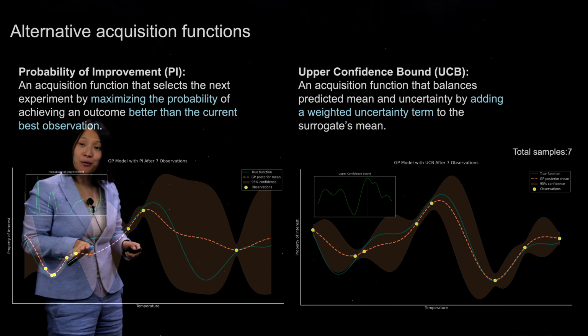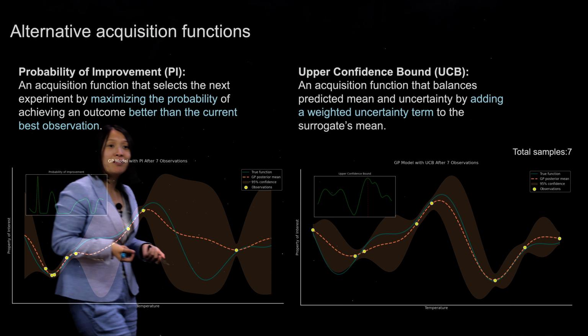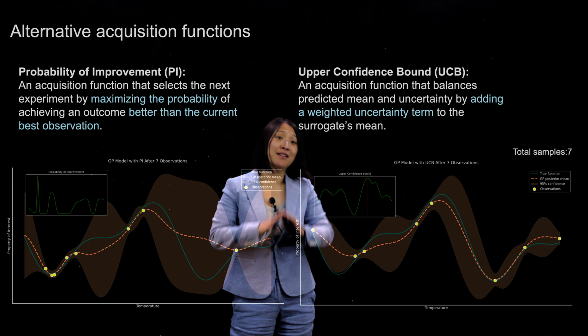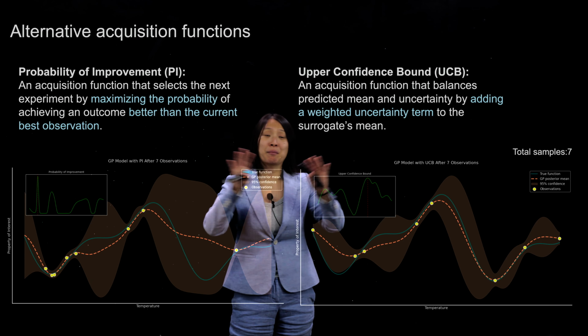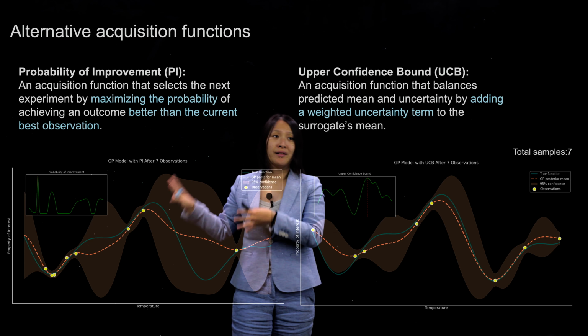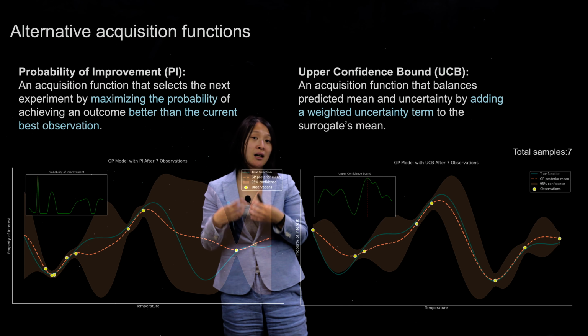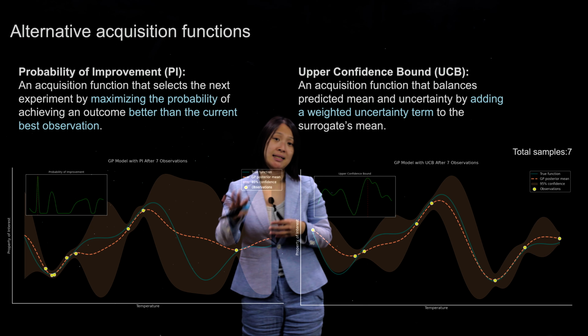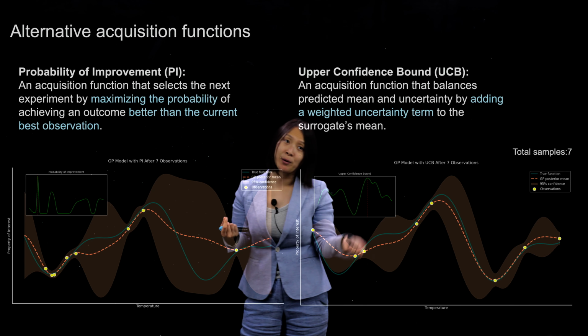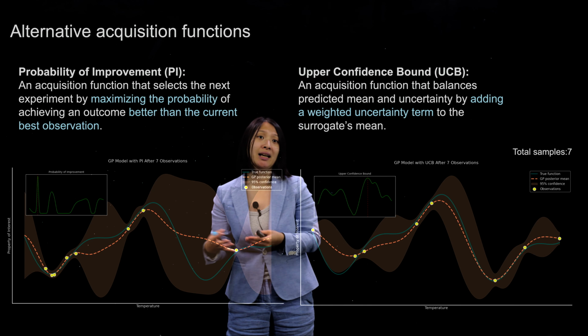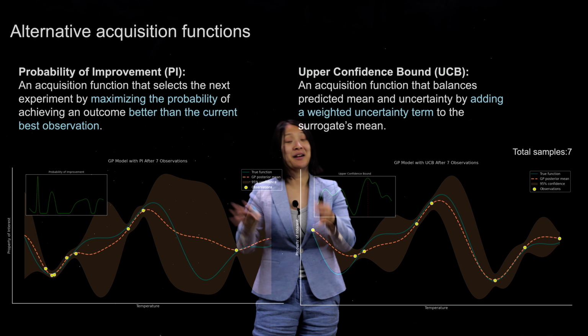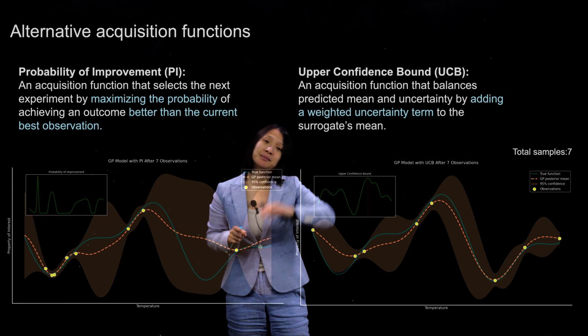So expected improvement is one of the examples of acquisition functions. There are definitely a number of acquisition functions that people have been using a lot. Another very popular choice is the probability of improvement. Again, this is an acquisition function that balances exploration and exploitation. But in this case, we are selecting the next experiment by maximizing the probability of achieving an outcome better than the current best observation.